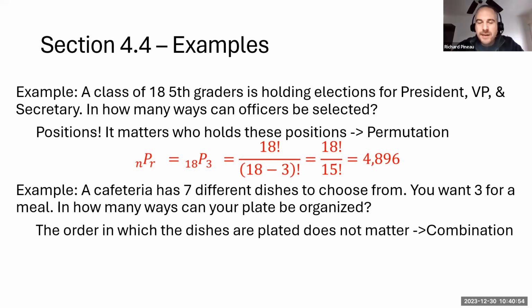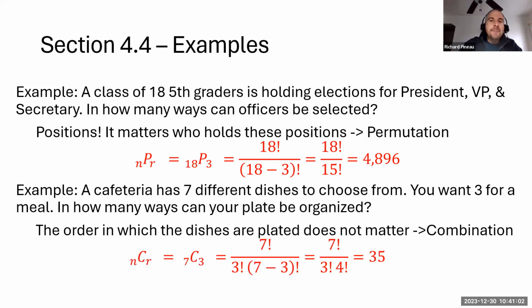Now, some people might say, well, it does matter to me. Well, that's mattering to you. You have personal preference, and for the purposes of this discussion, it does not matter how your plate is organized. Since we have 7 dishes to choose from and we only want 3, this would be 7C3, which simplifies again to 35. And people are going to ask, what sort of work do we need to show?